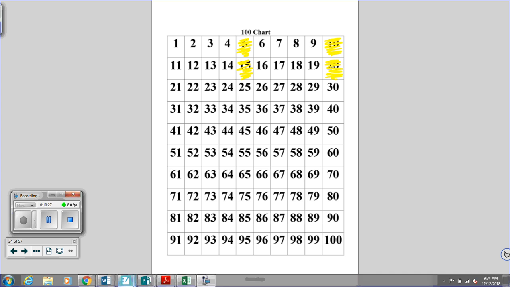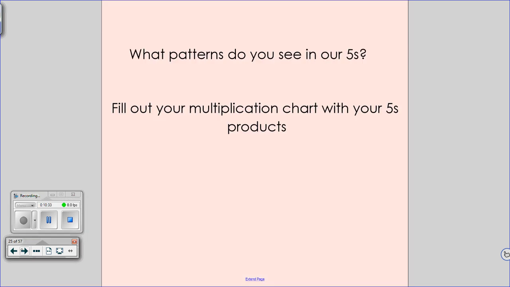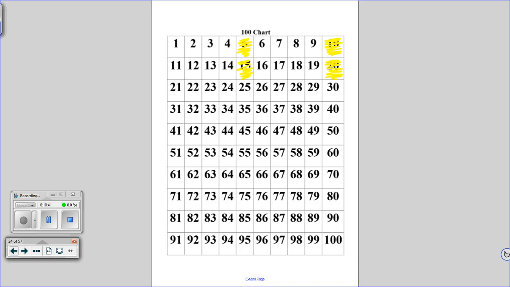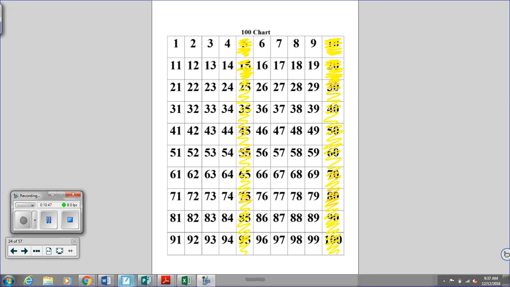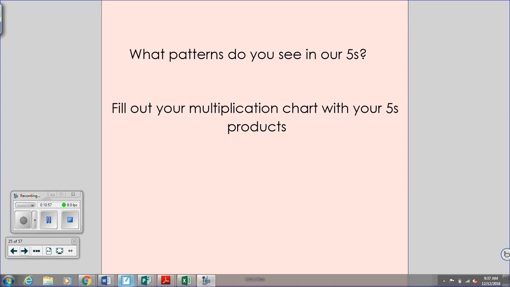After you have filled in your products of 5s, looking at your hundreds chart, what are some patterns that you see? What are you starting to notice? I want you to write down at least 2 patterns that you see in your math notebook. All right, talk to me. What are some patterns we noticed in our 5s, with our products of our 5s? What did we notice? Remember, if you don't have it in your notebook, when someone says it, we need to add it to our notebook. Santiago, what did you notice?